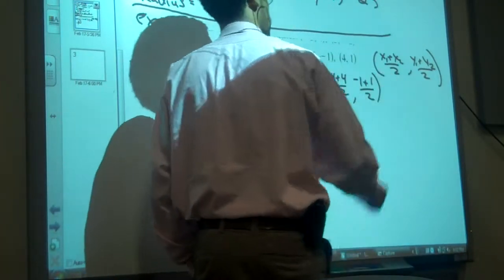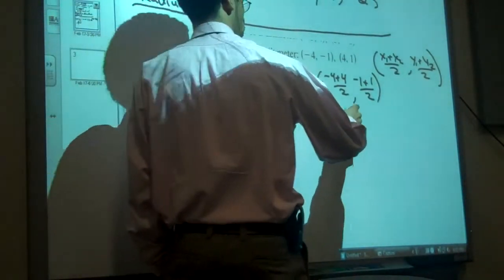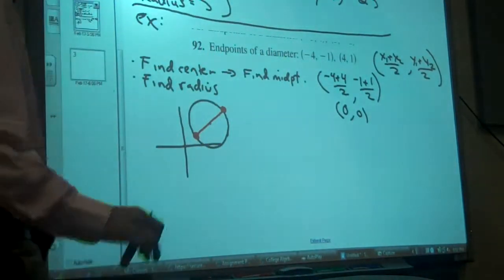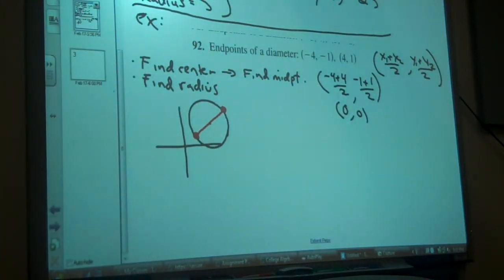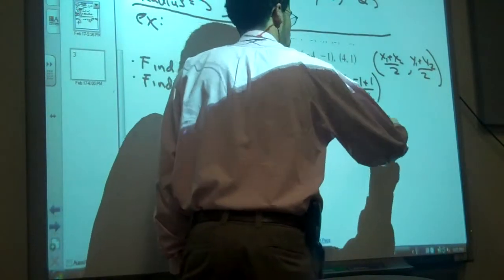Oh, I don't like it. 0, 0. Look at the origin. All right, I have to pick one. All right, the origin is the center. Negative 4 plus 4 is 0. Negative 1 plus 1 is 0. When you add up the x's and y's, you get 0. So you divide by 2, so what? It's still 0. So this is your center. Darn it. Sorry, I wanted one that came out a little better.